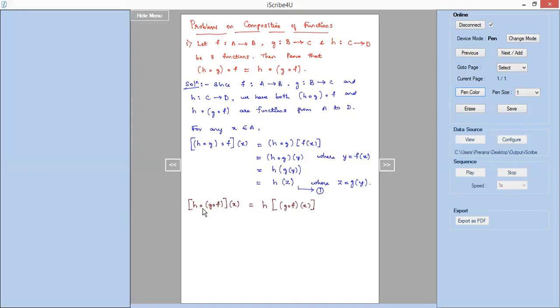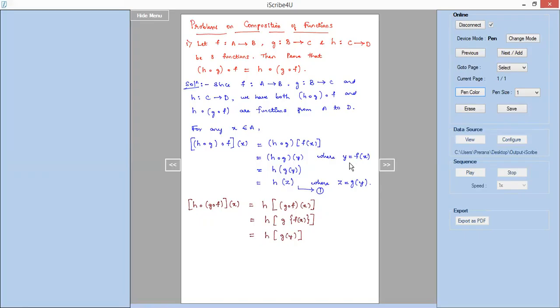We have a composition function inside, so we apply the definition within the bracket. So h of (g∘f) of x, we can write it down. Again applying the definition of composition of functions for (g∘f) of x, this can be written as h of g of f of x. And this in turn is equal to h of g of y, because we have assumed f of x is equal to y already.